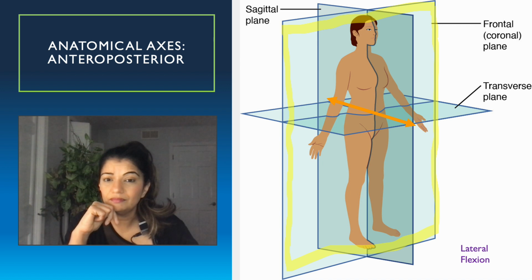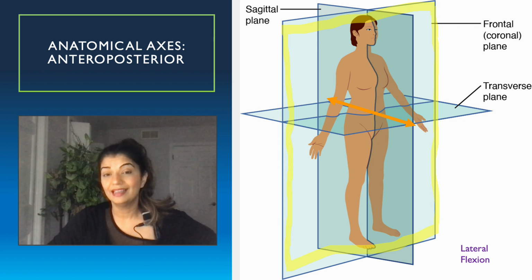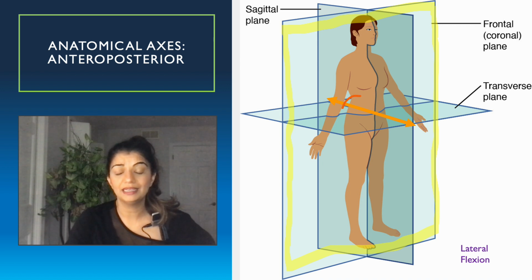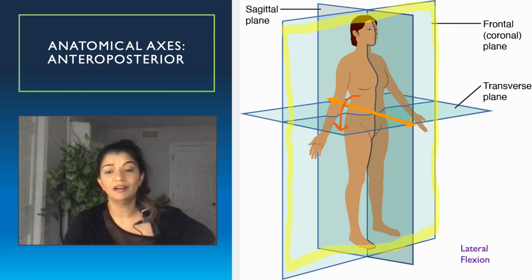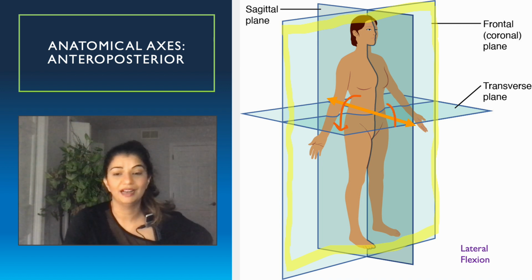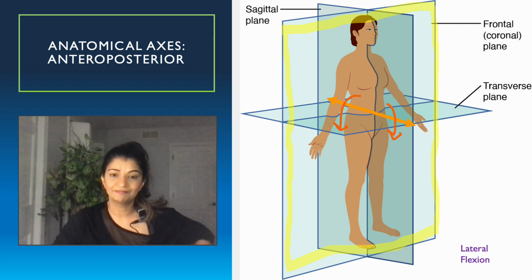Now, what about the axes? Well, what is it moving around? You would have to put a pole through your navel and through the back. That would be the axis. That's what it would go around. So let's take a peek here, right? When you are doing this, you are actually rotating around the antero-posterior axis.